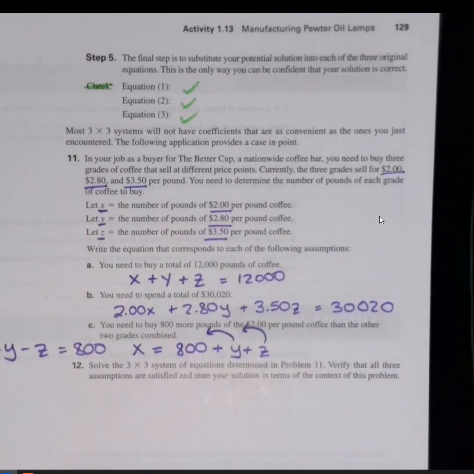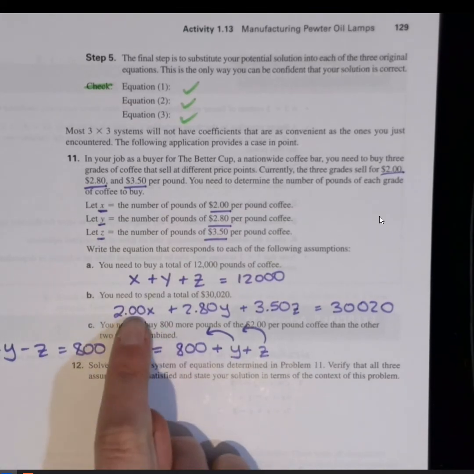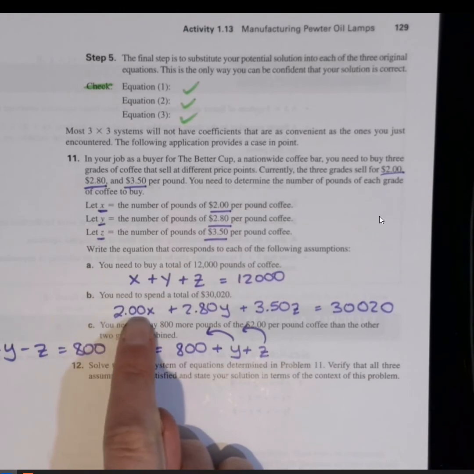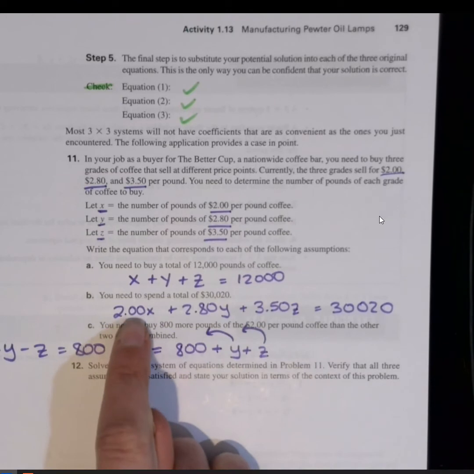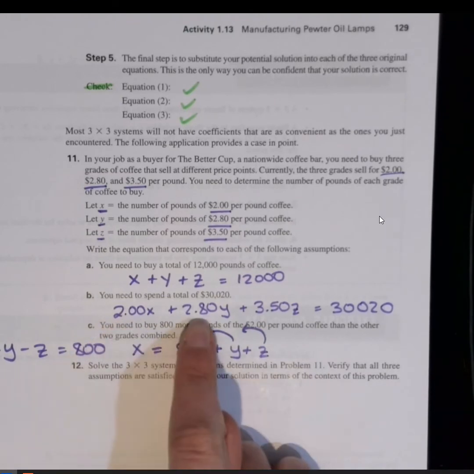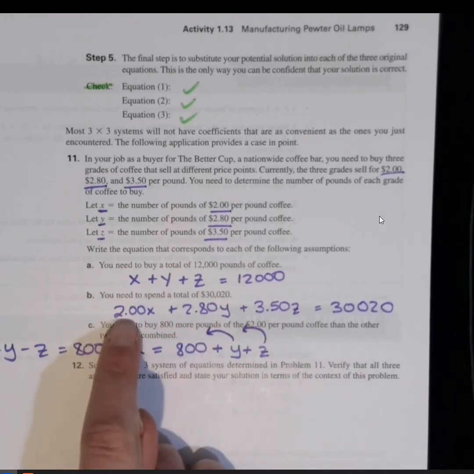Okay, so I can get rid of whatever I want. I want to get rid of x because 2.00, that's just 2. And here I have 2.8 and 3.5. I think I can work with 2 more conveniently than I can work with 2.8 or 3.5. So I'm picking 2. That's what I'm going to get rid of. I'm going to get rid of x.